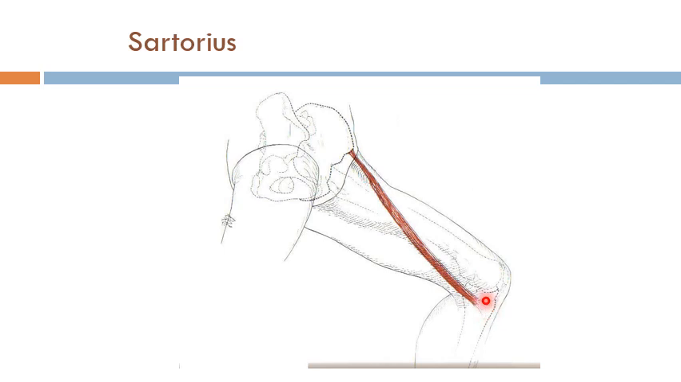So again, what's this landmark here? What do we call this? It's the pes anserine on the medial surface, okay? So the Sartorius is one of the other muscles that is a part of that pes anserine group on the medial aspect of the tibia.